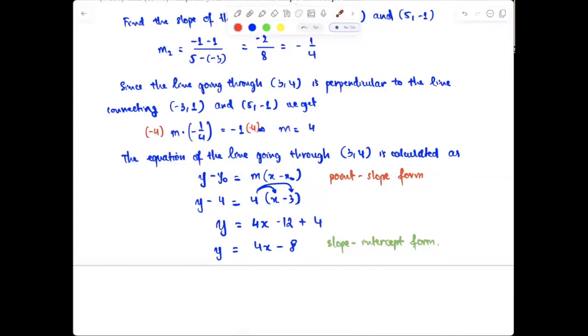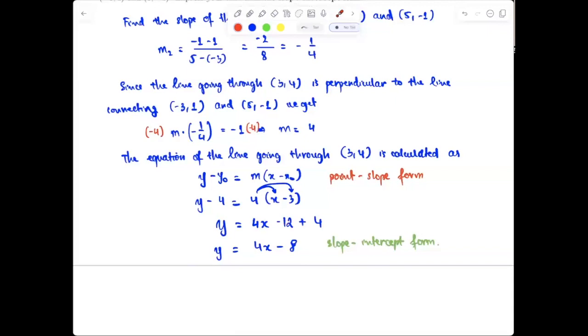Now, the requirement of the problem is that for your answer, you need to turn this equation into the slope-intercept form. So what you do is solve for y by itself. And that is, you move negative 4 to the right-hand side, and it gives you positive 4. And this 4 right here, you distribute into the parentheses. You get 4 times x is 4x, and 4 times negative 3 is negative 12.